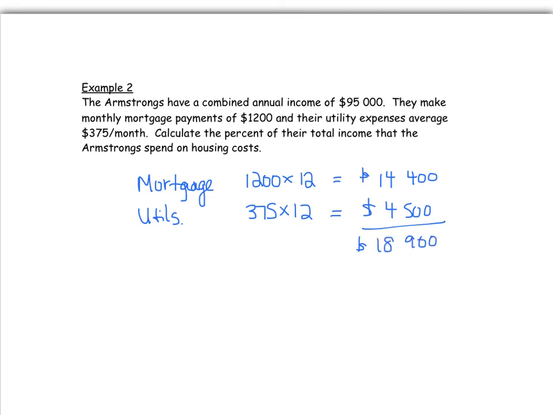So the question is asking, what percent is that of their total income? So we need to know what percent $18,900 is of $95,000. So we take $18,900, divide it by $95,000, their total income, and multiply by 100. And that gives us about 19.89, so approximately 20% of their income.